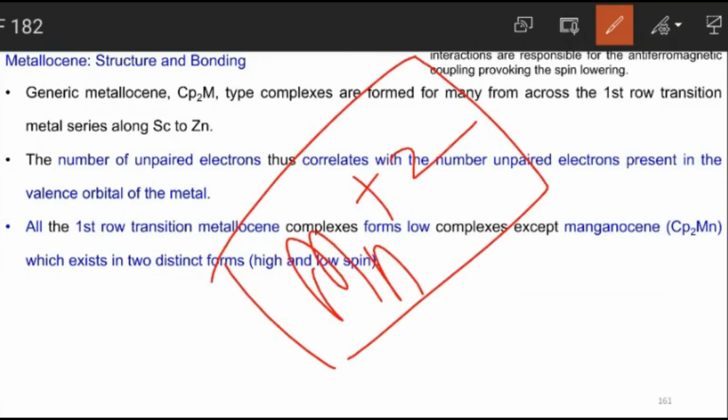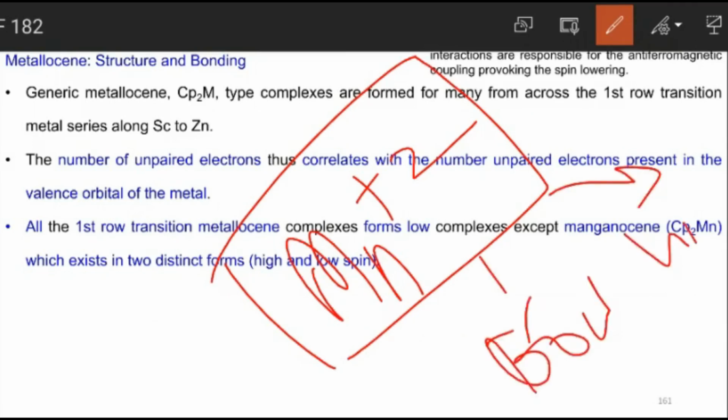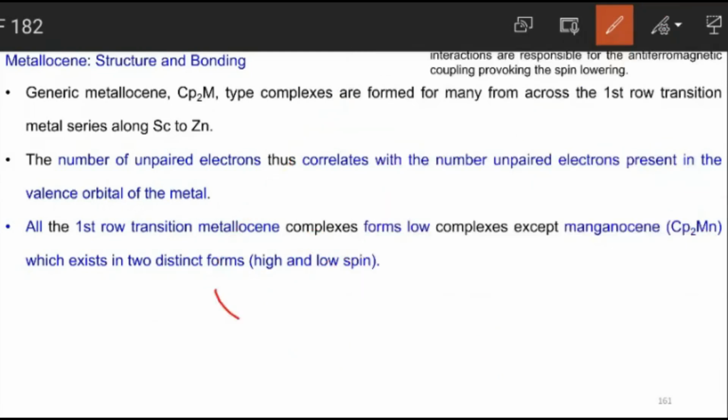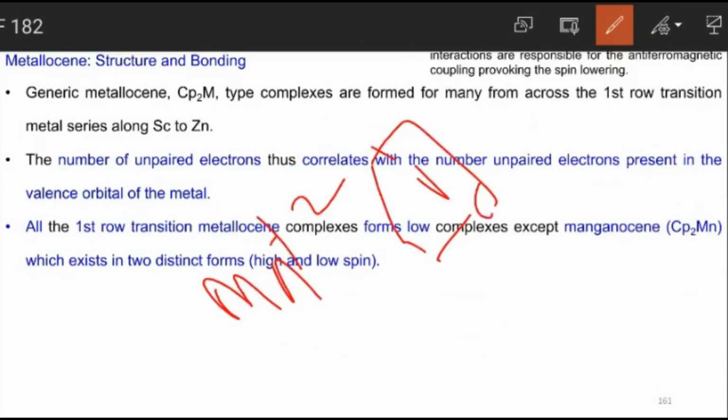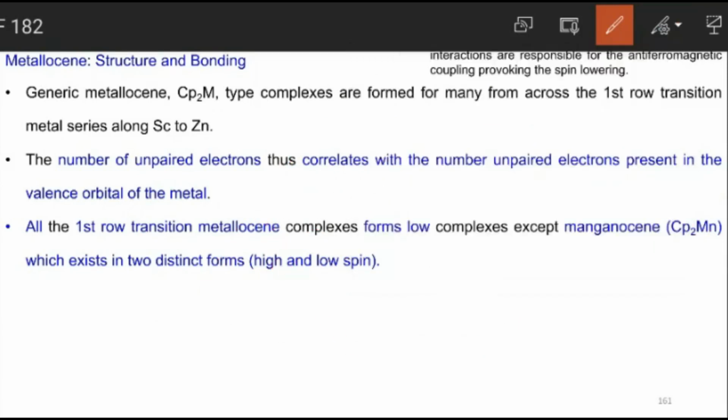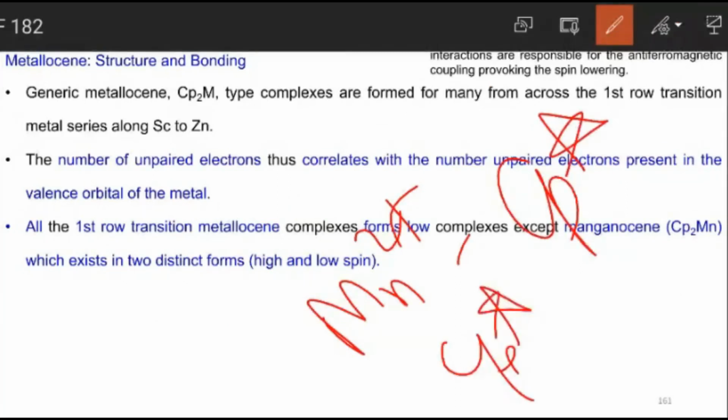Manganese plus 2 is the only compound which will adopt two different types: one is called low spin complex, the other is called high spin complex. When does manganese become high spin, and when does it become low spin? When manganese forms the complex with Cp star, manganese Cp star twice, this compound tends to be more stable.